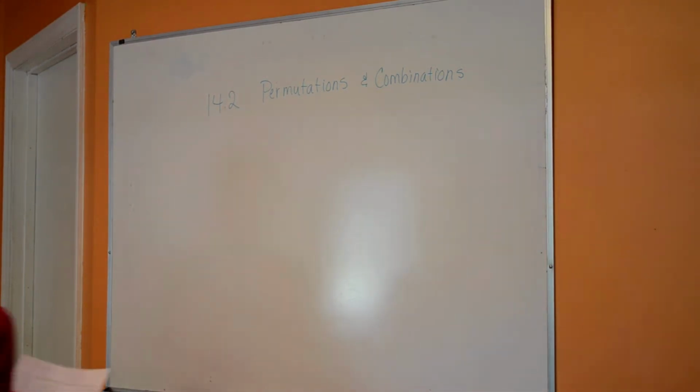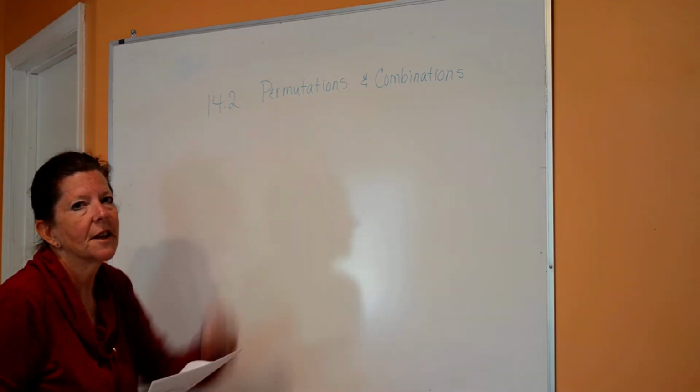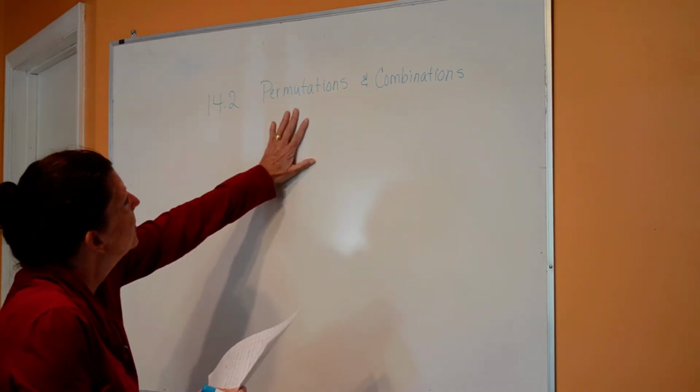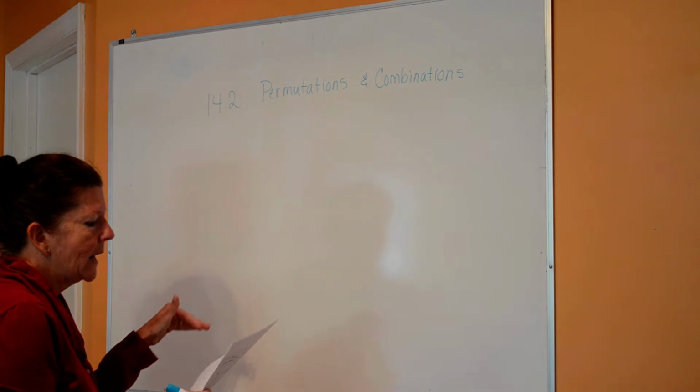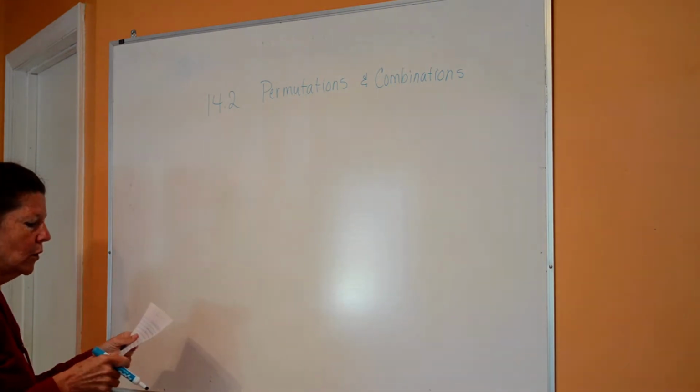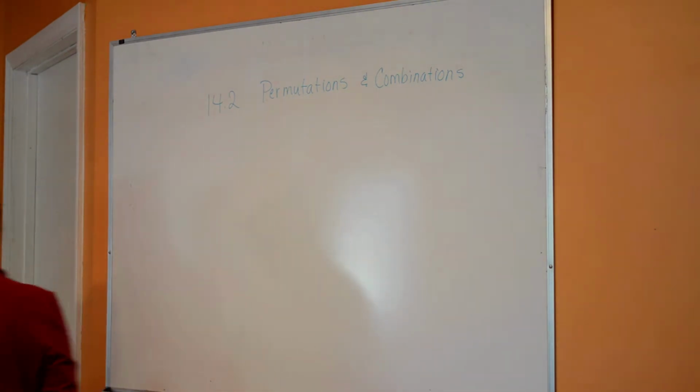Section 14.2 is about permutations and combinations. Permutation is basically an arrangement where the order or the placement of something is important.